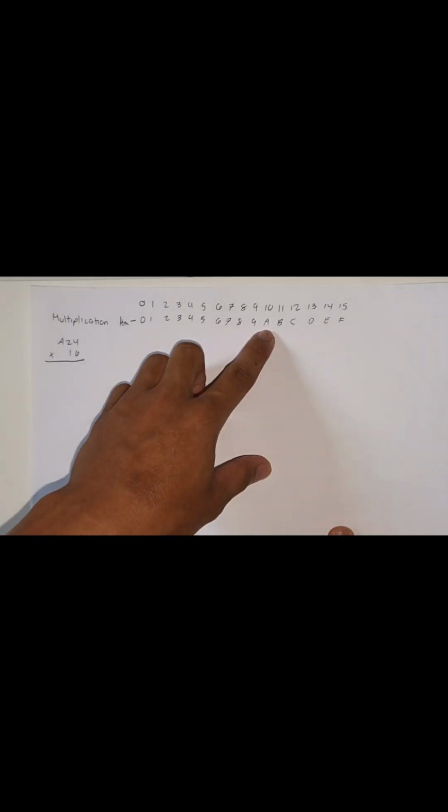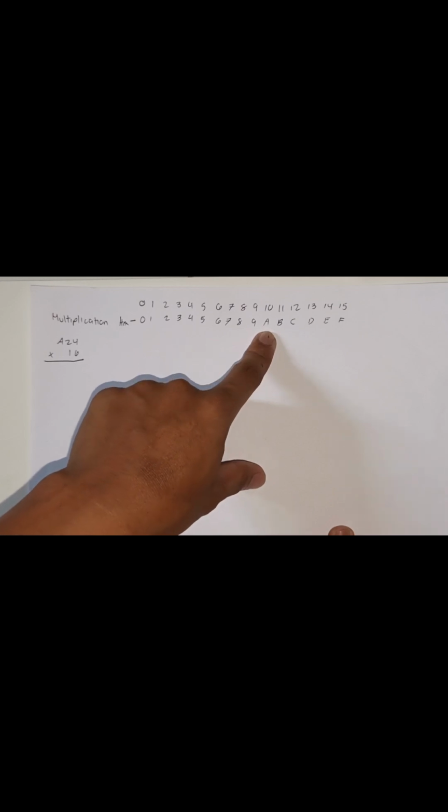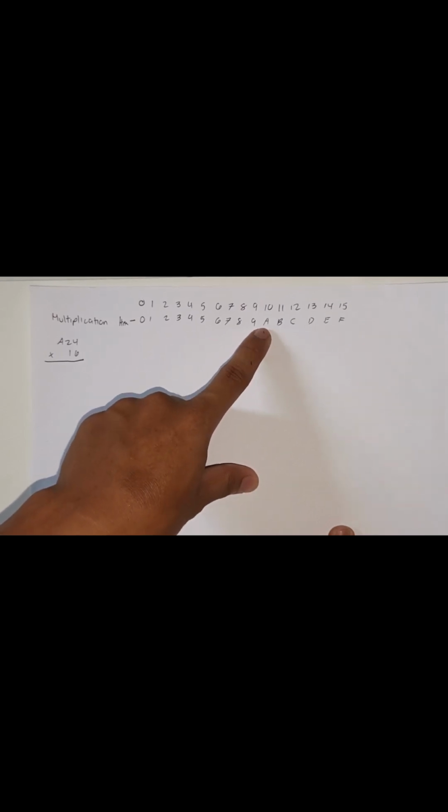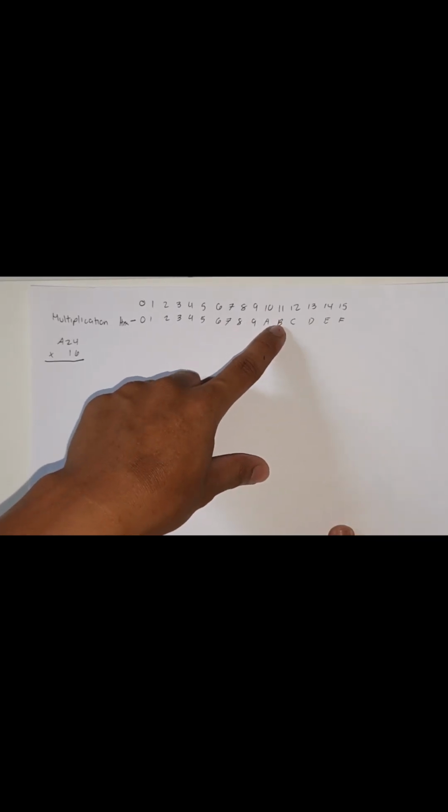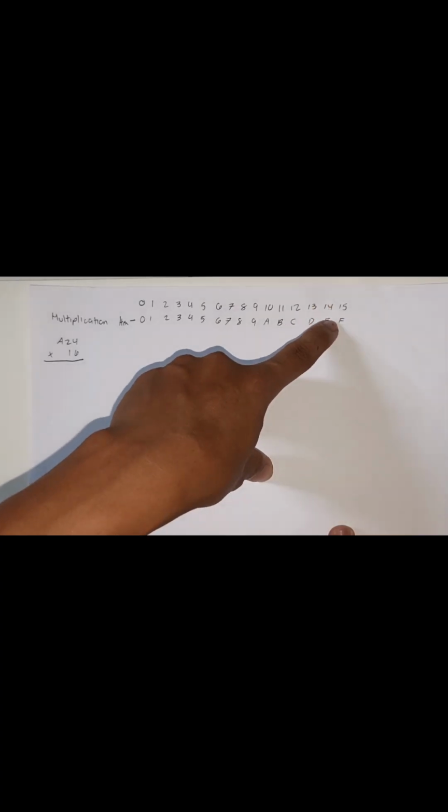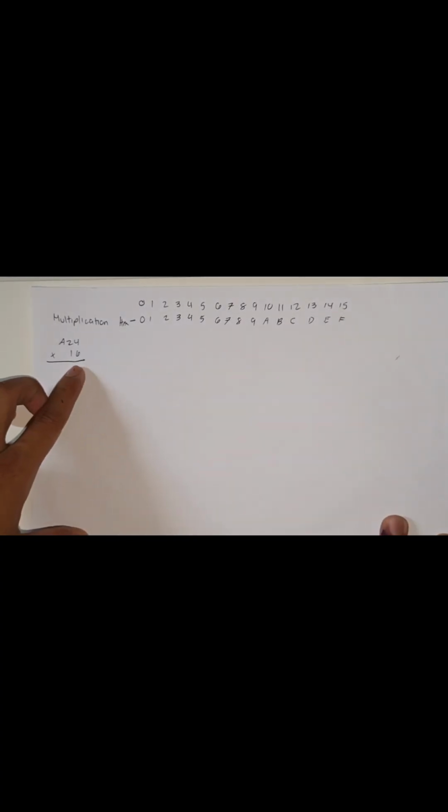If you wonder why after 9 comes the letter A: A represents 10 in hexadecimal, B is 11, C is 12, D is 13, E is 14, F is 15. So now let's begin the multiplication problem.